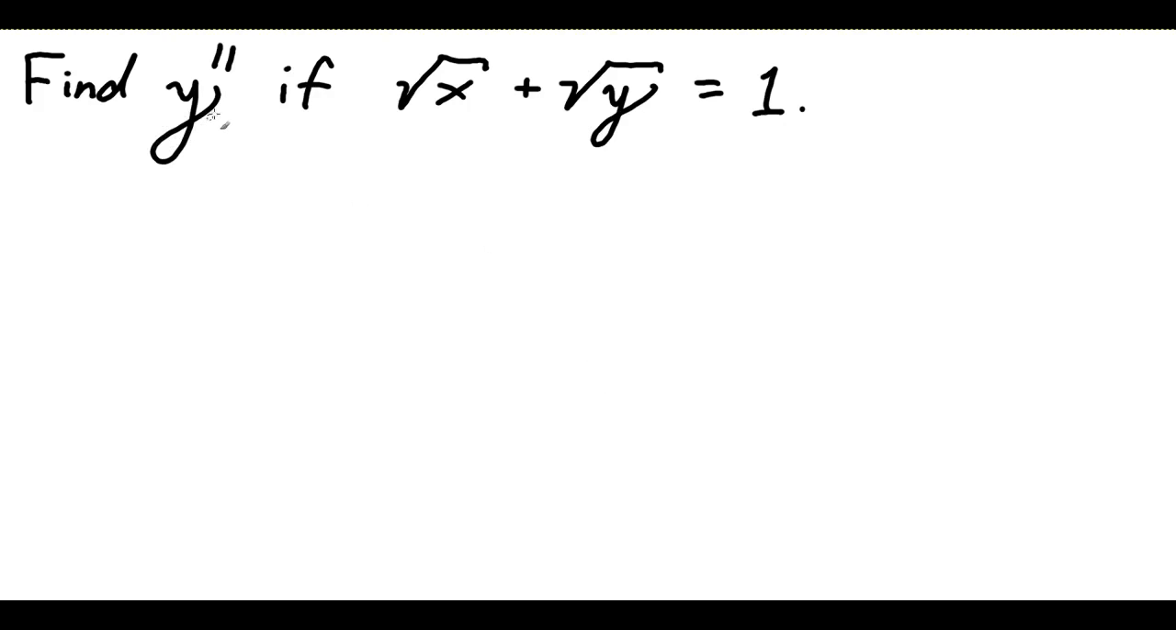Suppose we are asked to find y double prime, that is the second derivative of y with respect to x, if the square root of x plus the square root of y is equal to 1. Now, in this case, y only shows up once, and it's actually not too hard to solve for it, right? Just a couple steps of algebra, and you can write y as a function of x.